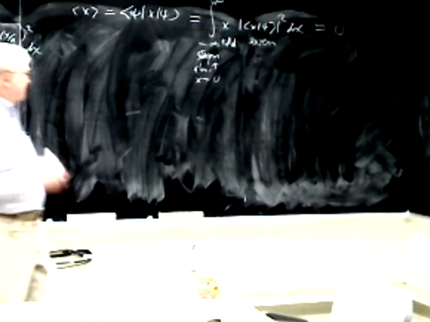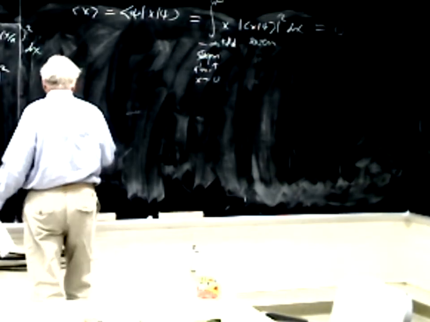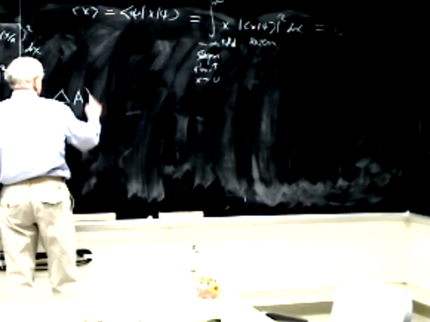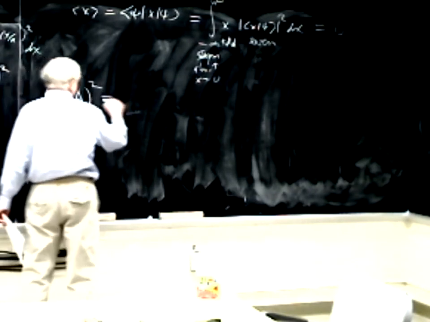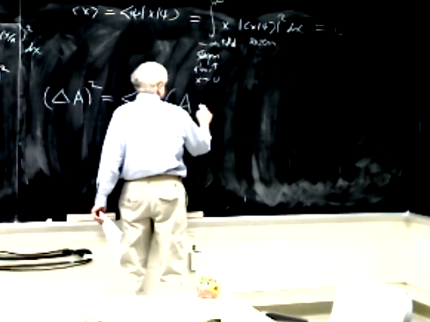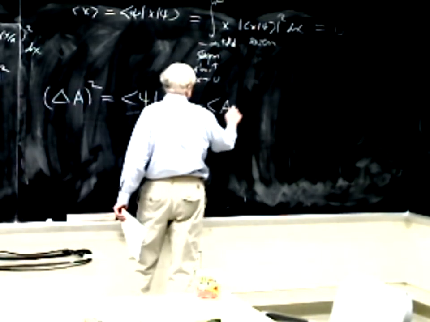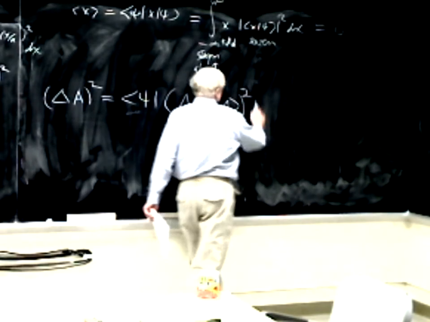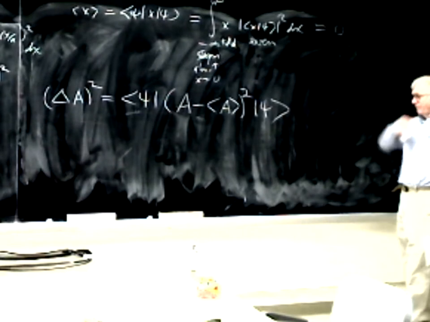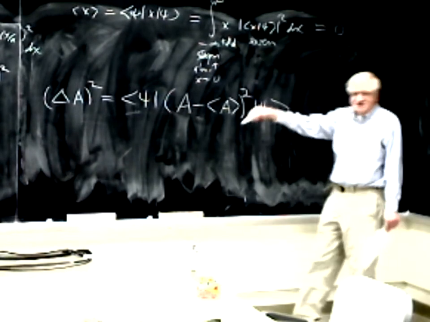Okay, now another definition, dispersion. The dispersion of an operator A, or the square of the dispersion of the operator A, is the mean value of the square of the difference A minus the mean value of A, in the state psi. So that's the square of the dispersion, where the mean value of A is of course the mean value of the operator A.